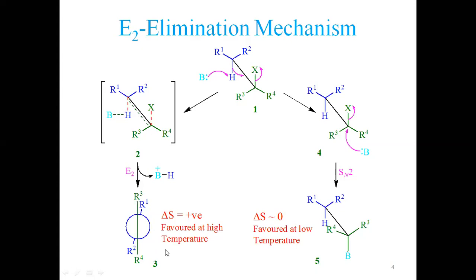What products are we getting? Here we are getting an olefin. Here we are getting a base bonded with the hydrogen. And what else are we getting? X negative. X negative is leaving. So three products are being formed. X negative, this may be xanthate, this may be tosylate, this may be a good leaving group, maybe nitrogen or anything else. So we have three products here. Two are the reactants and three are the products.